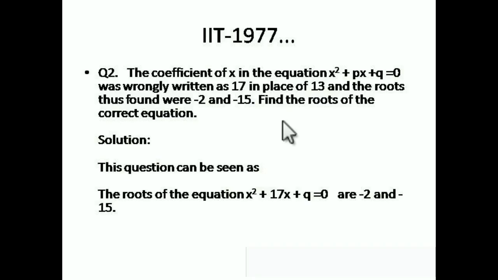Okay, the first one is, it is asked in IIT 1977, the coefficient of x in the equation x square plus px plus q is equal to 0 was wrongly written as 17 in the place of 13. Okay, so the right coefficient of x is 13 but it is written as 17, and the roots thus found were -2 and -15. Find the roots of the correct equation. So what we have to find? We have to find the root of the correct equation. Okay, so what's the correct equation?